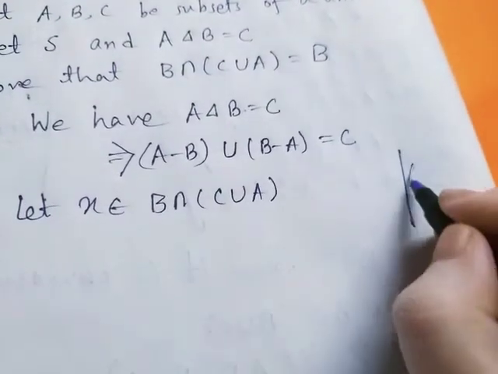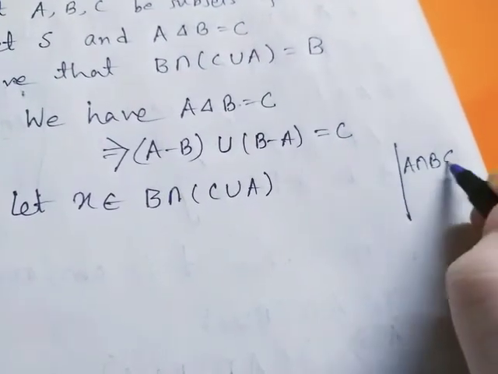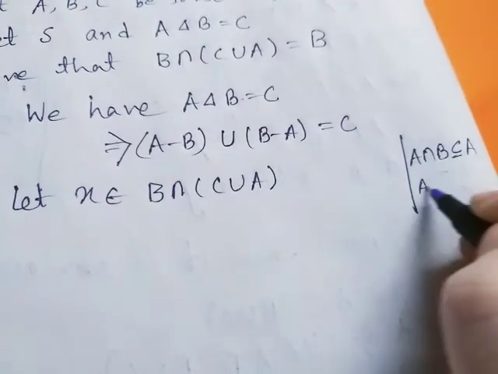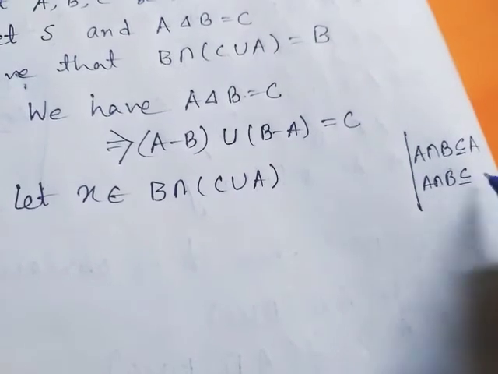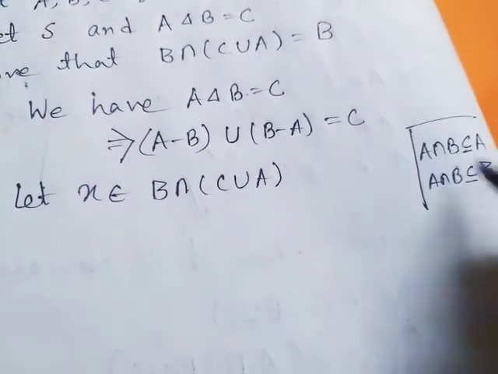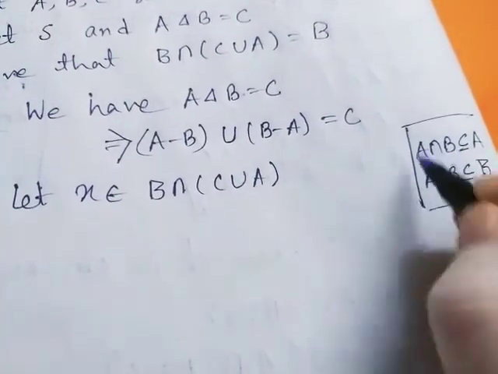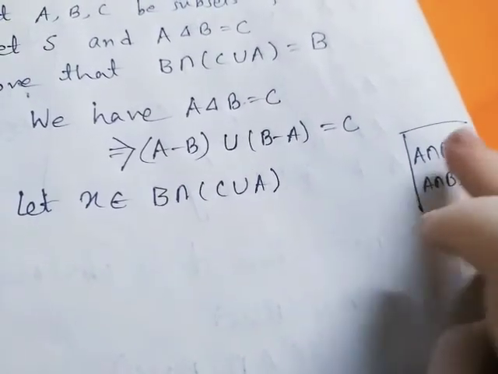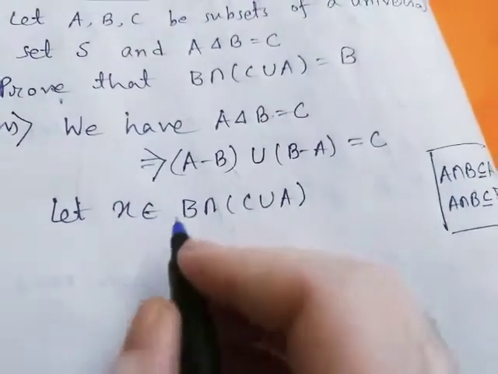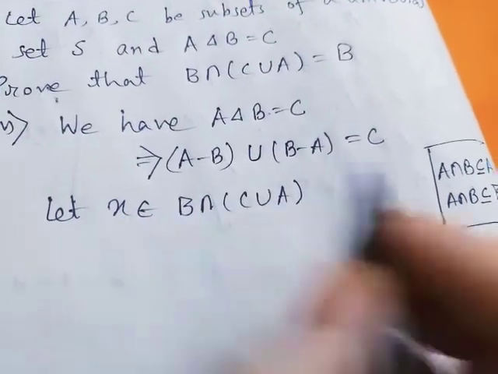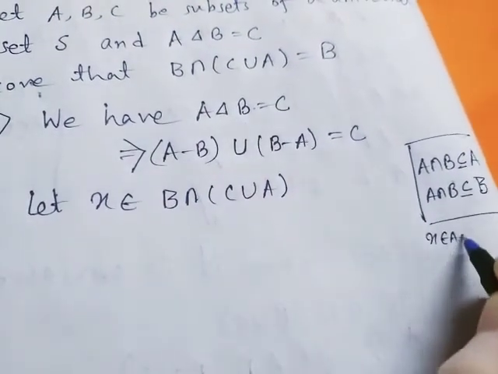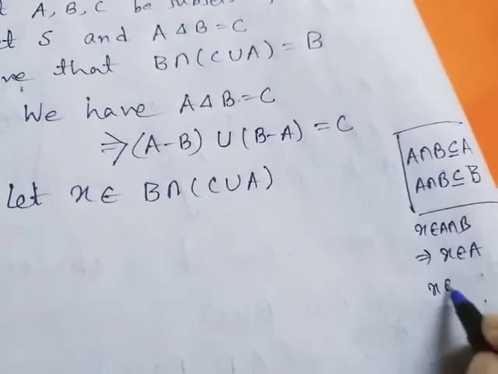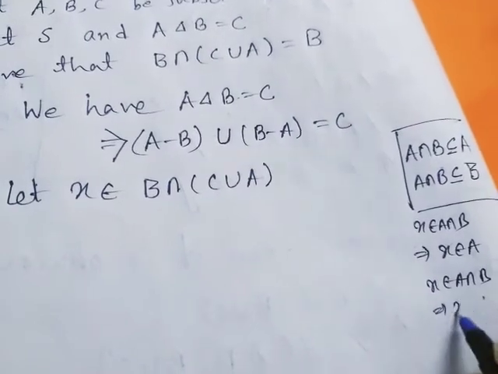We know intersection of two sets A and B is always a subset of A and a subset of B by definition of intersection, because A intersection B contains all those elements which belong to both A and B. So X belongs to A intersection B always implies X belongs to A, and X belongs to A intersection B always implies X belongs to B.